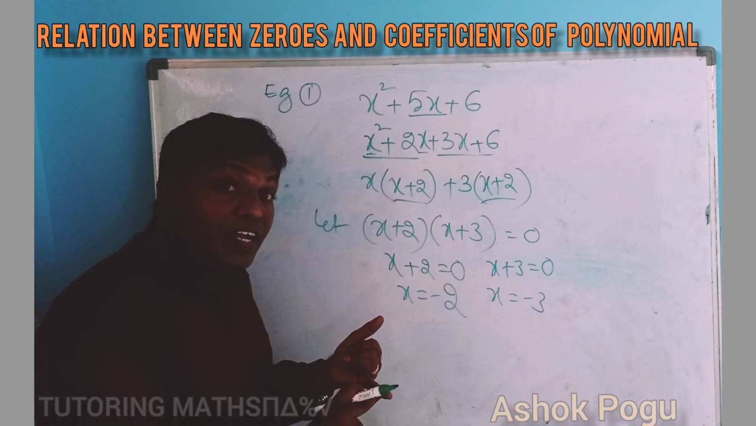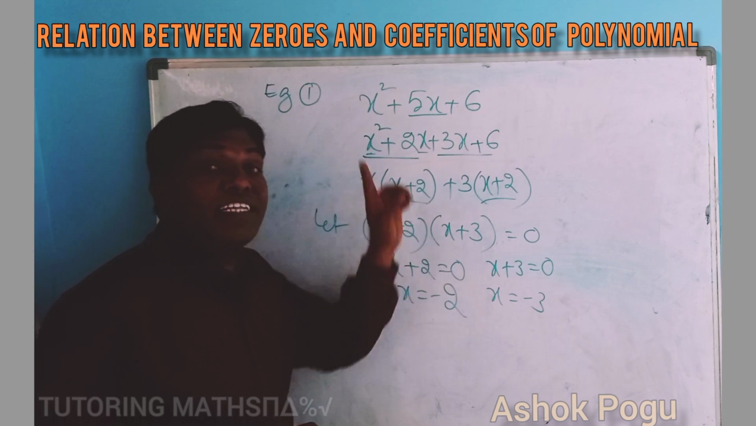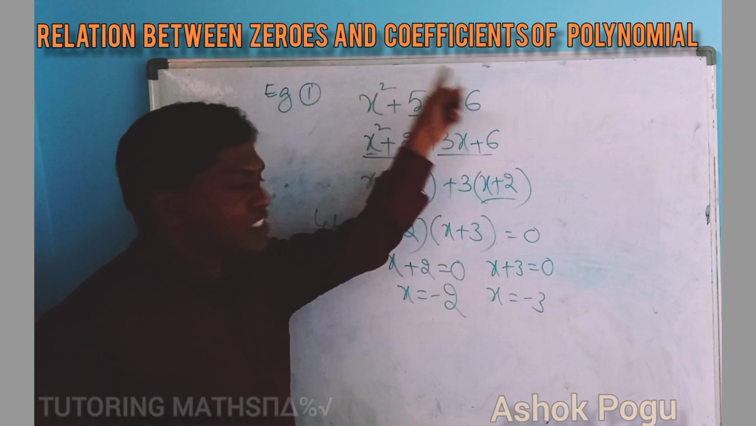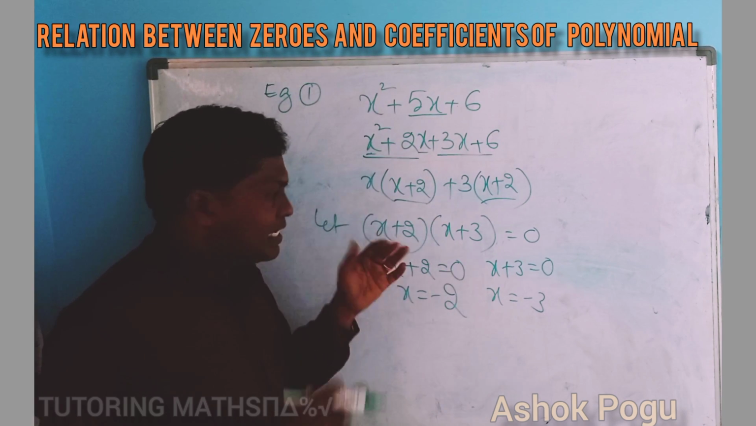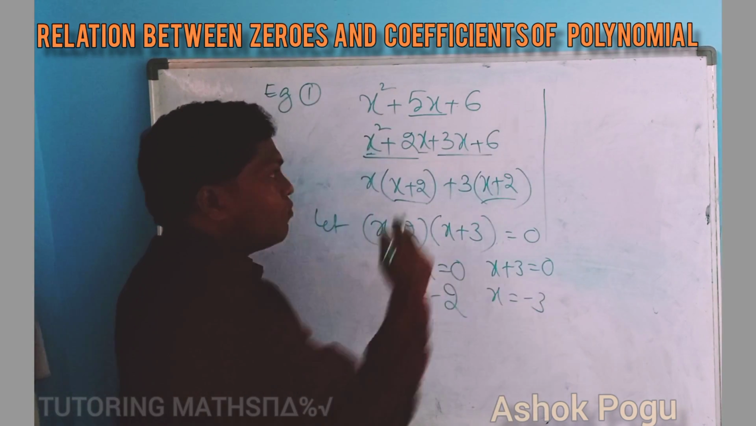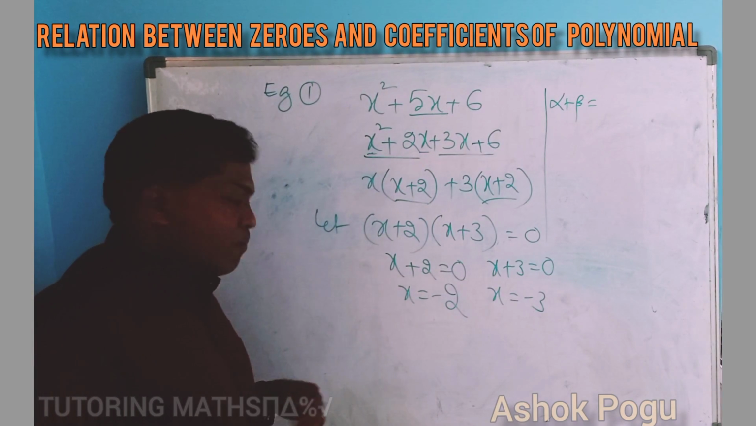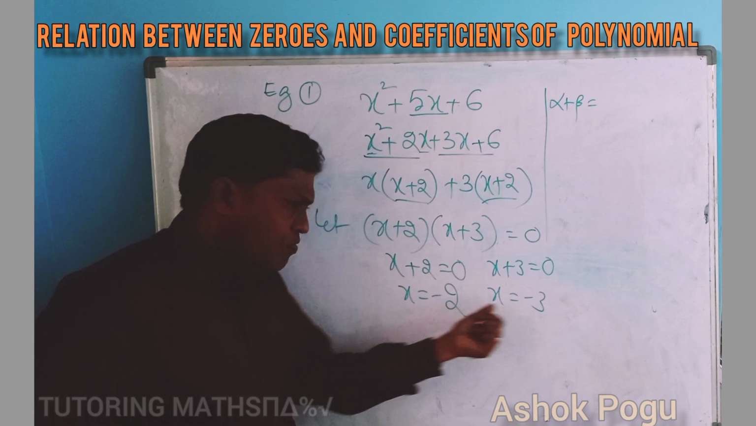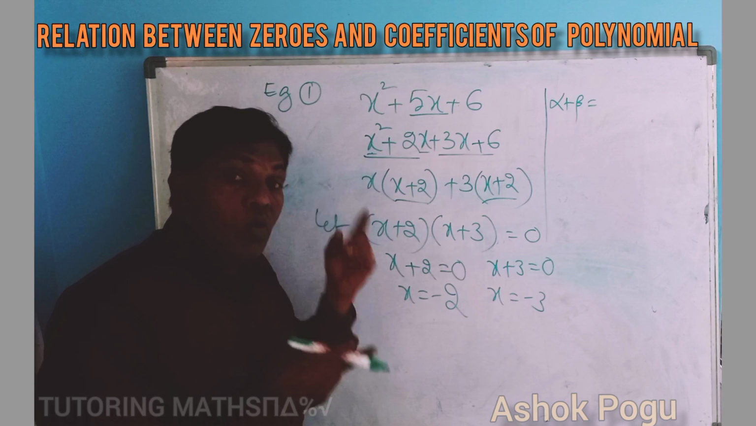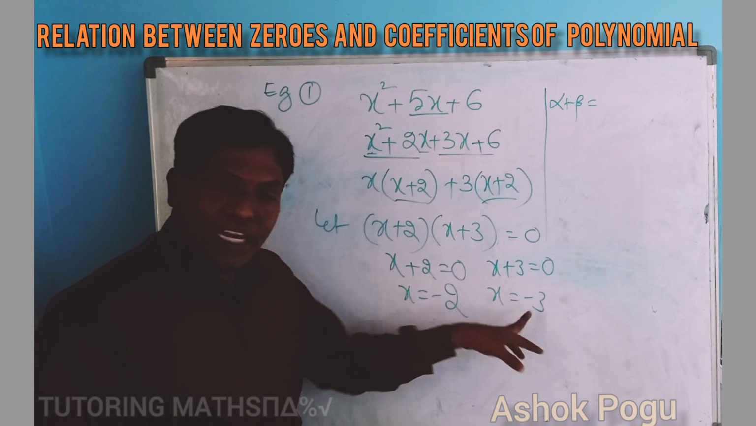Now let us verify the relation between these zeros and the coefficients of this quadratic polynomial. First of all, what is the sum? You know that we have already discussed, alpha plus beta. One zero is alpha and the other is beta. The two zeros can be taken as alpha and beta. First one is alpha, second one is beta.